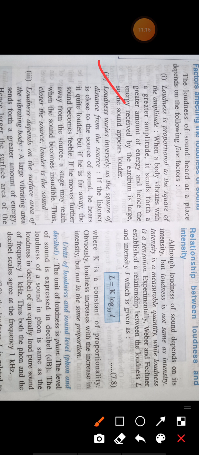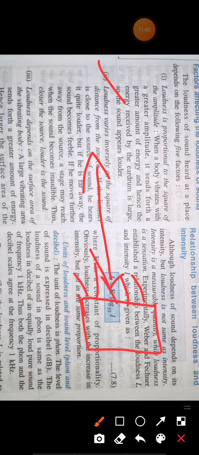Suppose you are very close to a music system, music playing in a music system or a box. Then you will hear very loud music. Now if you are far from that music system, then you will hear a less loud sound or a feeble sound. And if you are very far, then you hear a faint sound or a feeble one. So that means as the distance between source and listener decreases, loudness increases.